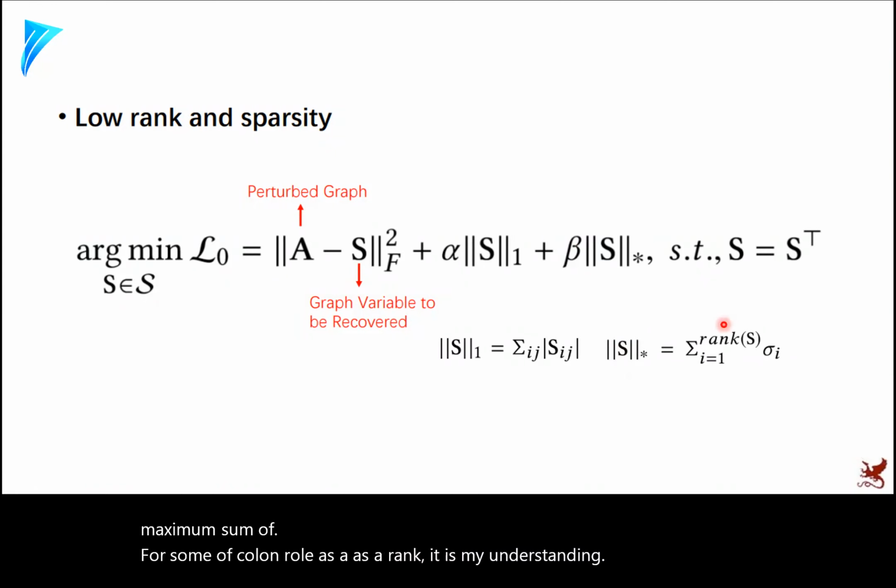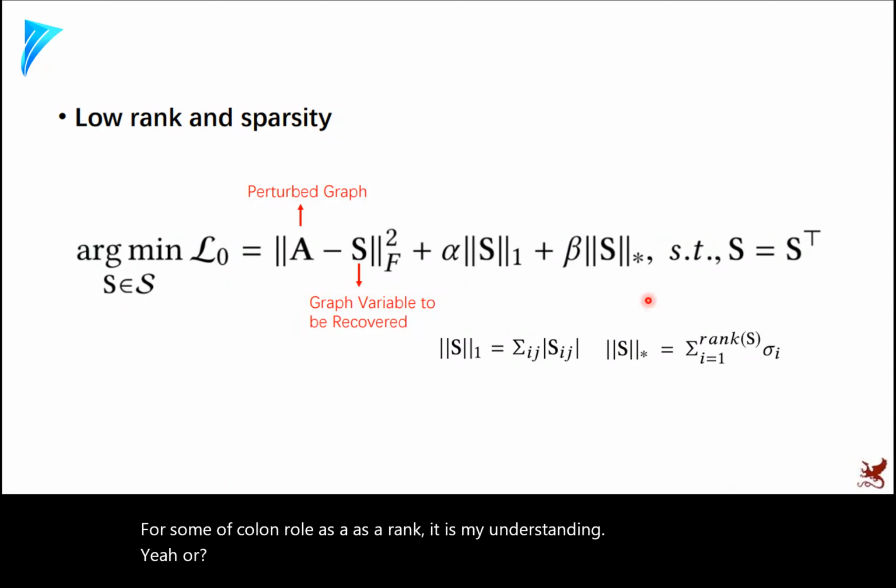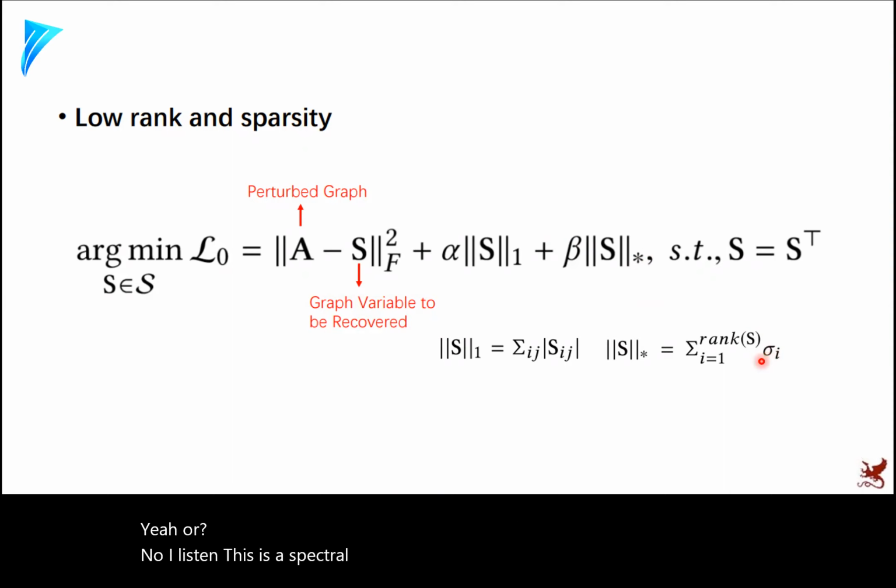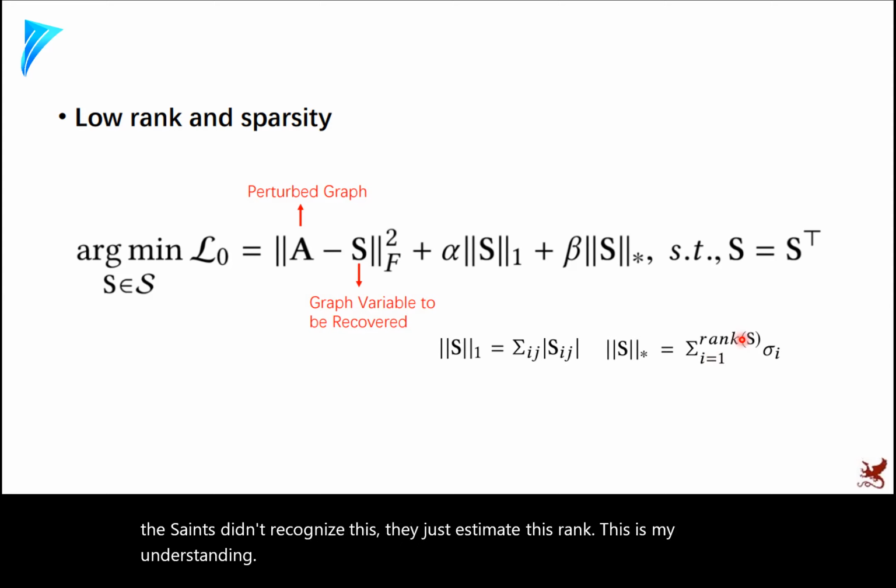So we need to pre-specify... Oh no, I'm wrong. This is a spectral norm, so this is the rank of S. But do we need to specify that this S has to be in a space with some certain rank, for example rank 1, rank 2? They didn't regularize this. They just estimate this rank. This is my understanding. So they will calculate the rank of S.